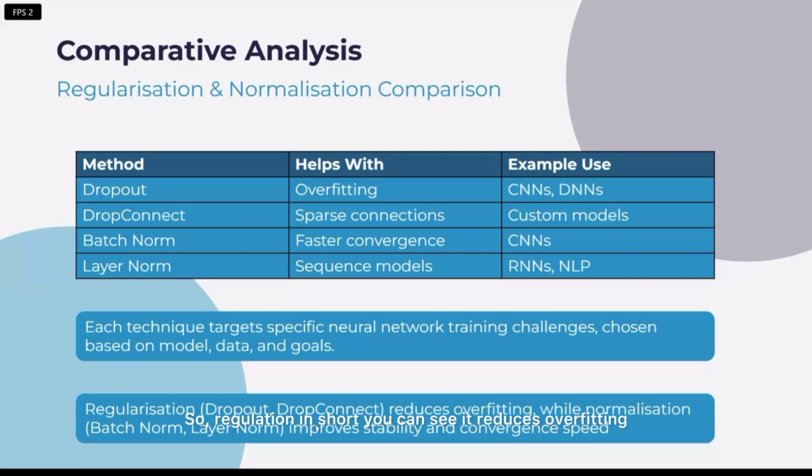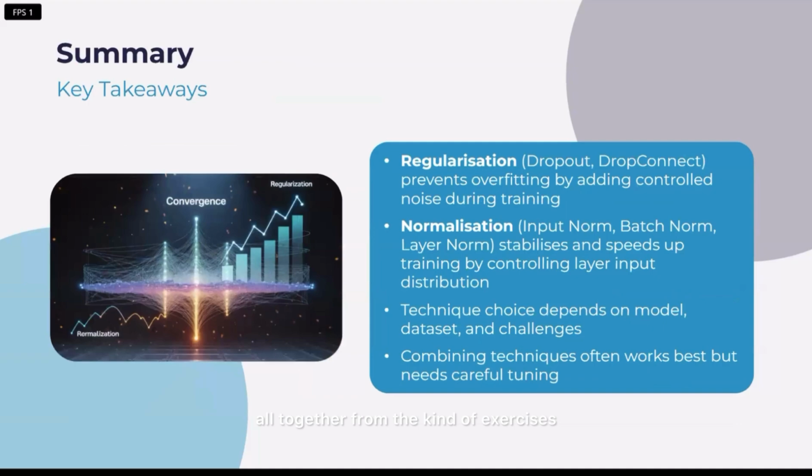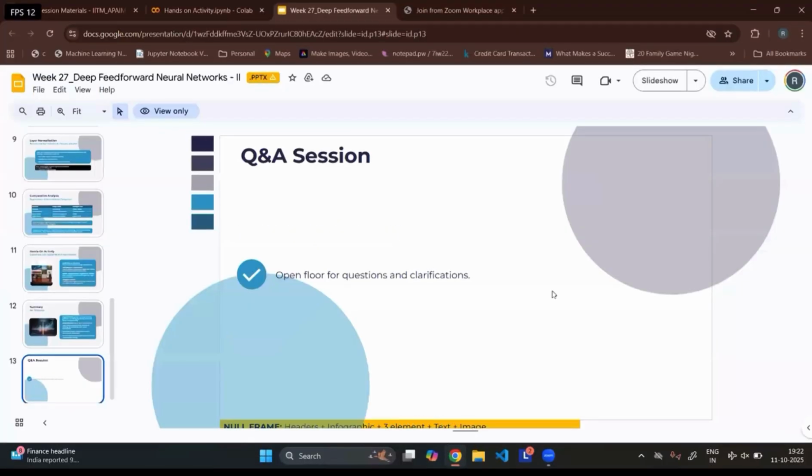So regularization, in short, you can see it reduces overfitting, while normalization improves stability and convergence speed by making the data standardized. So what is the activity we are going to have today? Build a CNN on CIFAR 10, that is image classification data, adding a dropout plus batch norm, then creating a drop connect and layer norm, and then comparing the results all together from the exercises. Let's have it.